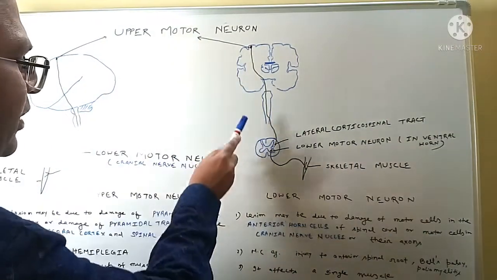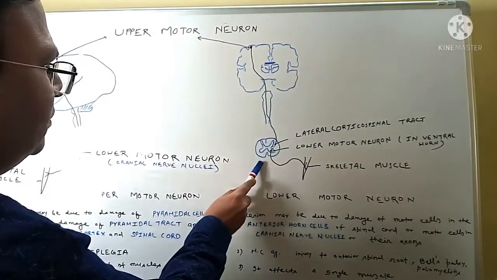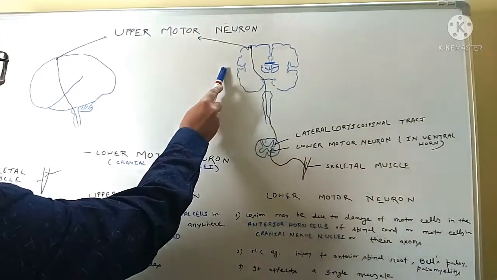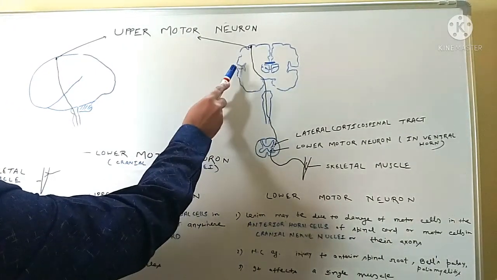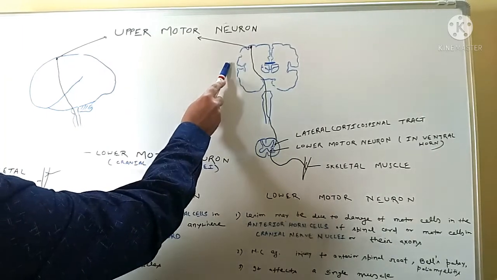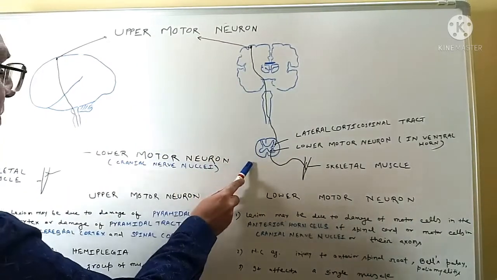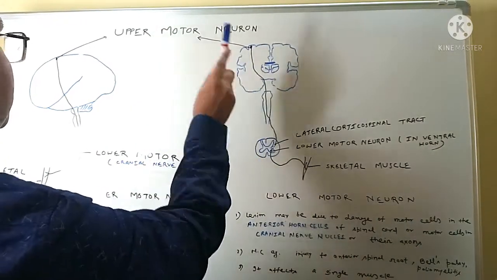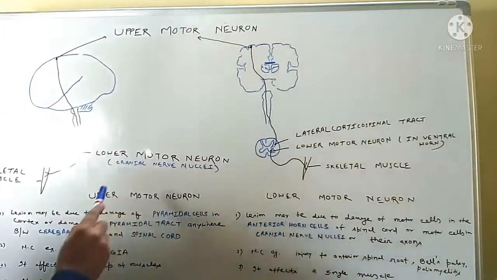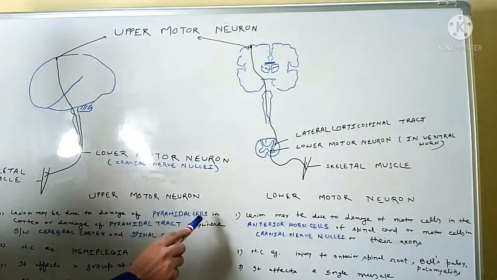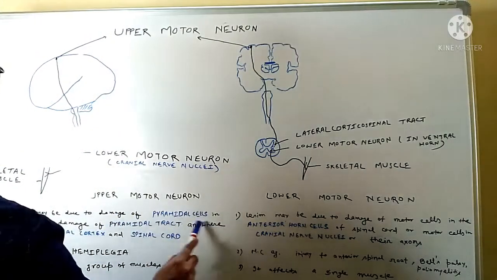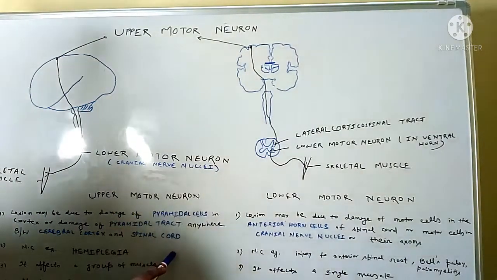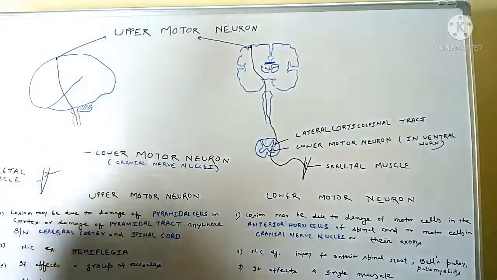Between the cerebral cortex and the spinal cord, here is the TS of the spinal cord, here is the cerebral cortex, and here the midbrain, the pons and the medulla. The lesion anywhere between the cerebral cortex and the spinal cord is the upper motor neuron lesion, and it is due to the damage of the pyramidal cells in the cortex or damage of the pyramidal tract.